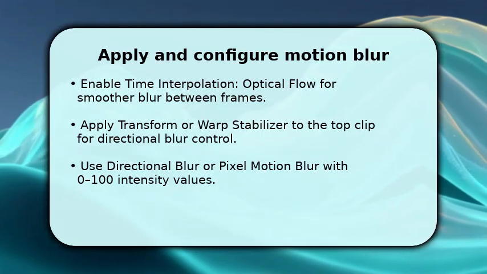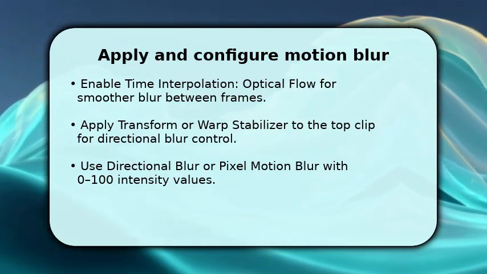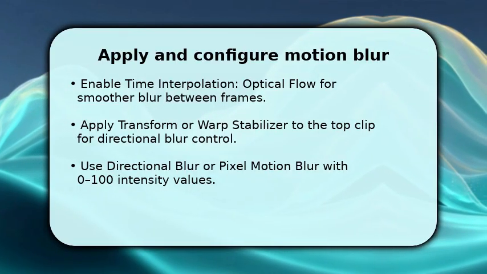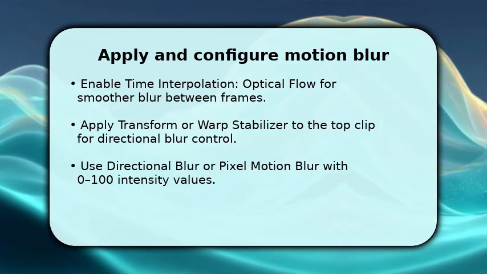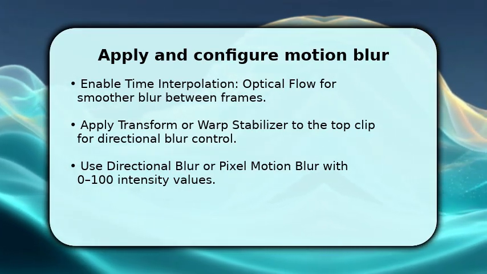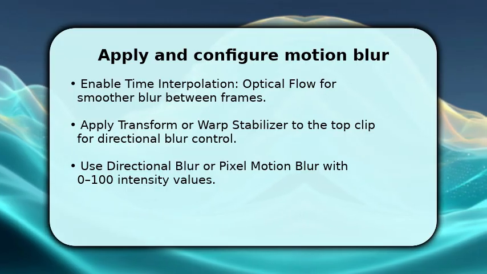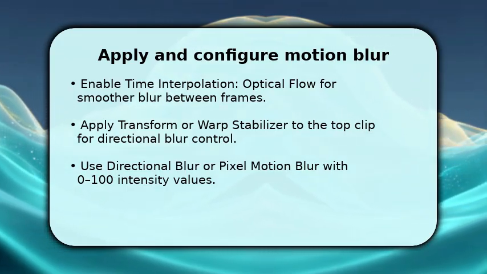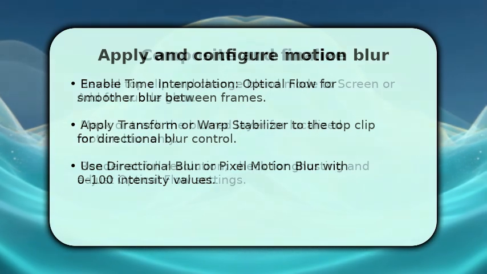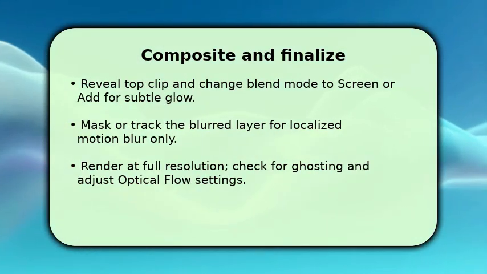Then add directional blur or pixel motion blur to the top clip and adjust angle to match camera or object movement. Use 0-100 range for intensity and start around 20-40 for natural results. Make sure to preview at full playback speed. Scrub to check artifacts and finish by compositing the blurred duplicate over your original so the effect reads naturally.